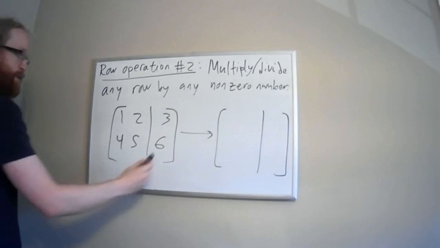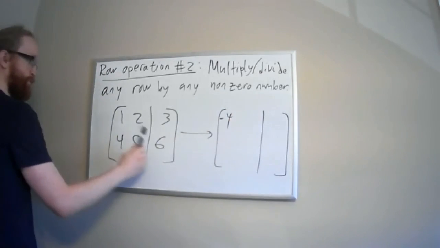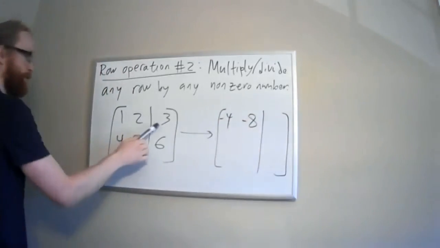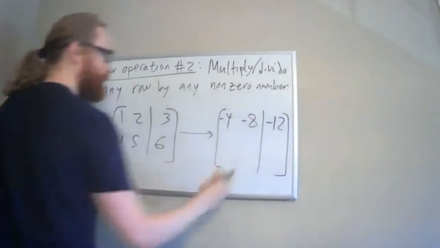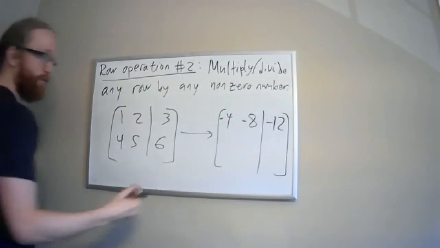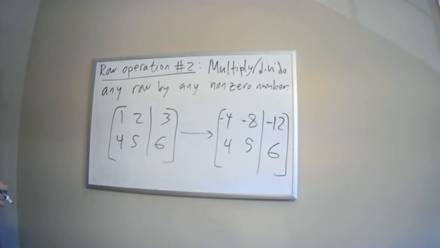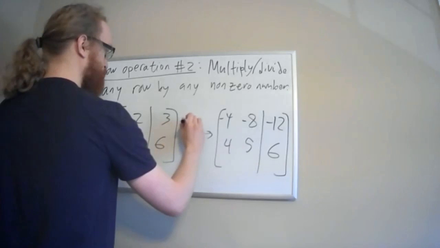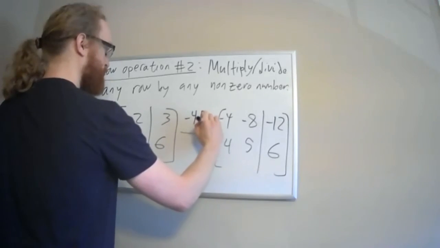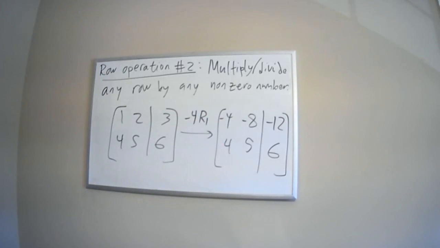So I'll get 1 times -4 is -4. 2 times -4 is -8. And 3 times -4 is -12. And then I will not have done anything to the second row, so it stays the same. Okay. And so here we go. Here's our new matrix. Multiplied the first row by -4. And to notate this, maybe what I might use is this symbol. I might just write the number that I'm multiplying by times R1 because I multiplied the first row. Again, you might come up with another way to notate this, or you might just say in words what you're doing, but I'll probably use symbols like this when I show my work.